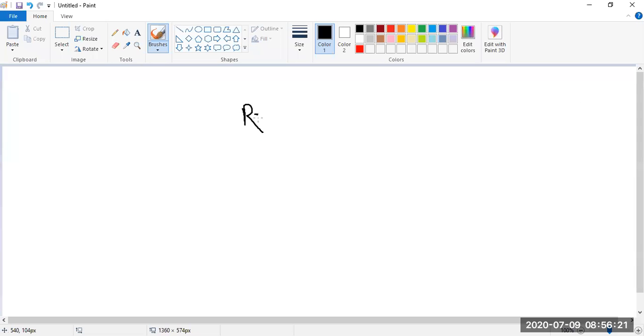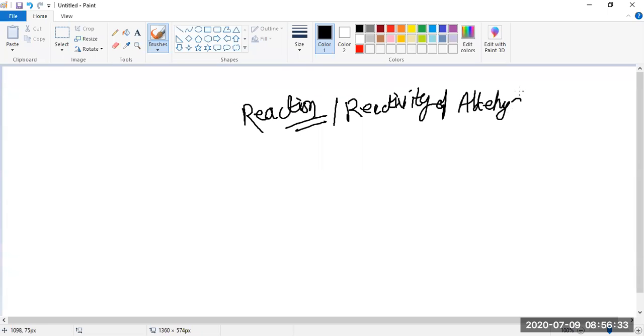Reactions or reactivity, or we can say reactivity of aldehydes and ketones. The reactivity of aldehydes and ketones is dependent on two factors.